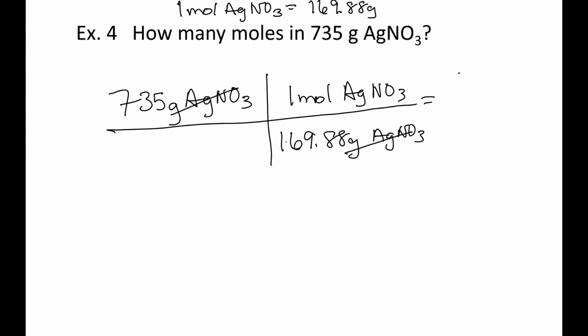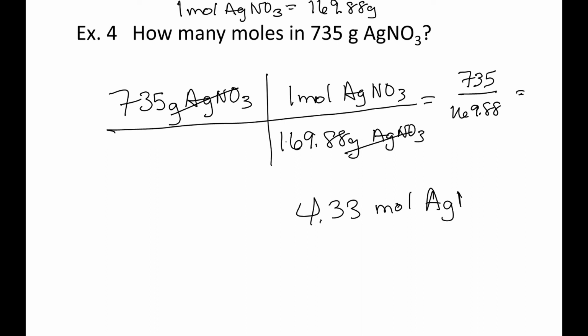And this is a division problem, so it's 735 divided by 169.88. And when you do that division, you get 4.33 moles of AgNO3. Cool.